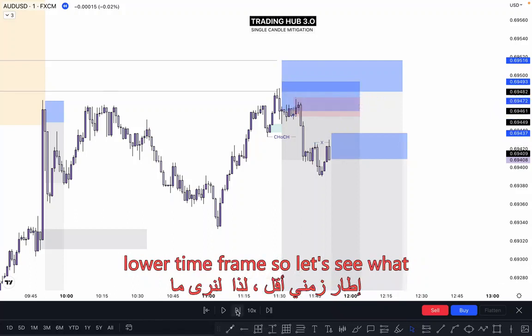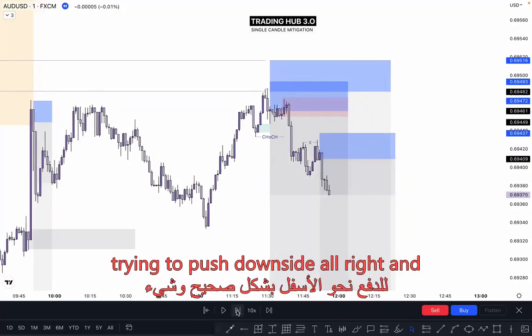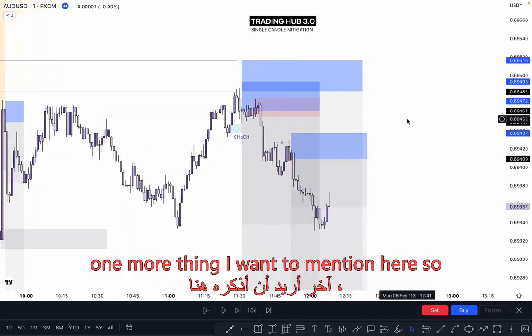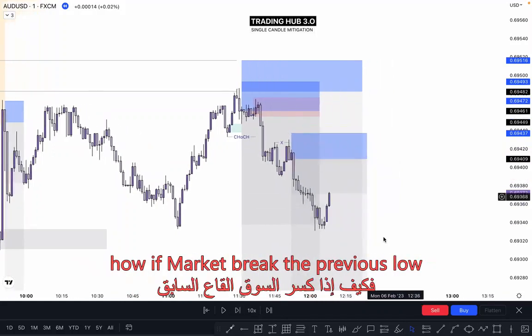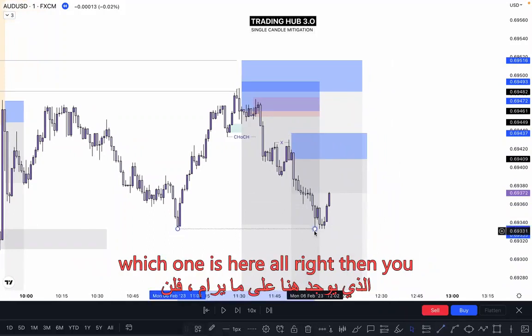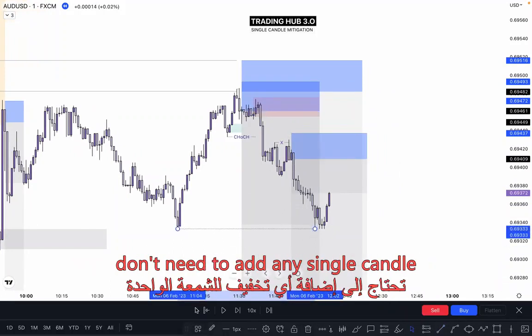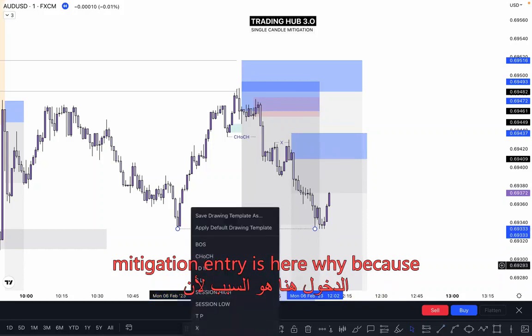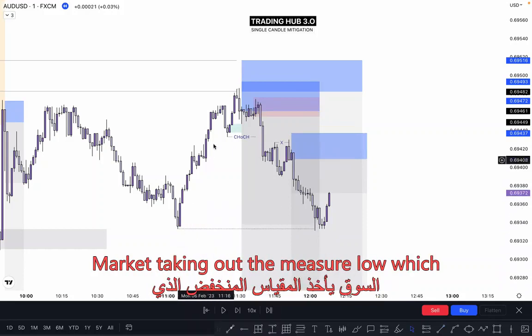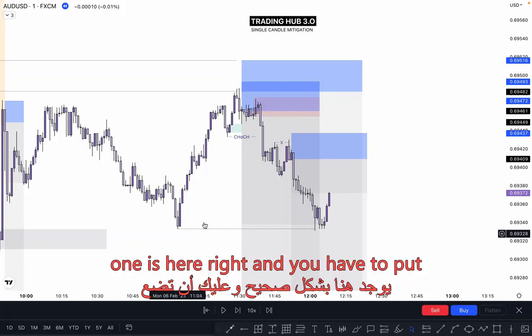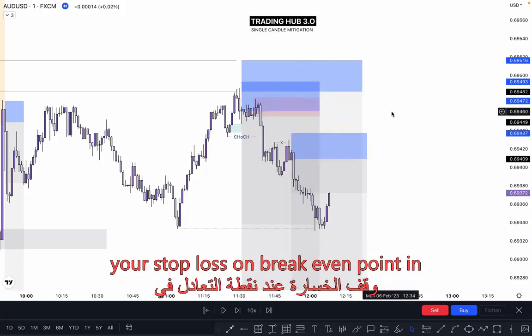So let's see what happened next after this one. Market trying to push downside, all right? And one more thing I want to mention here. How, if market breaks the previous low, which one is here, right, then you don't need to add any single candle mitigation entry here. Why? Because market has taken out the major low, which one is here, right? And you have to put your stop loss on break even point.